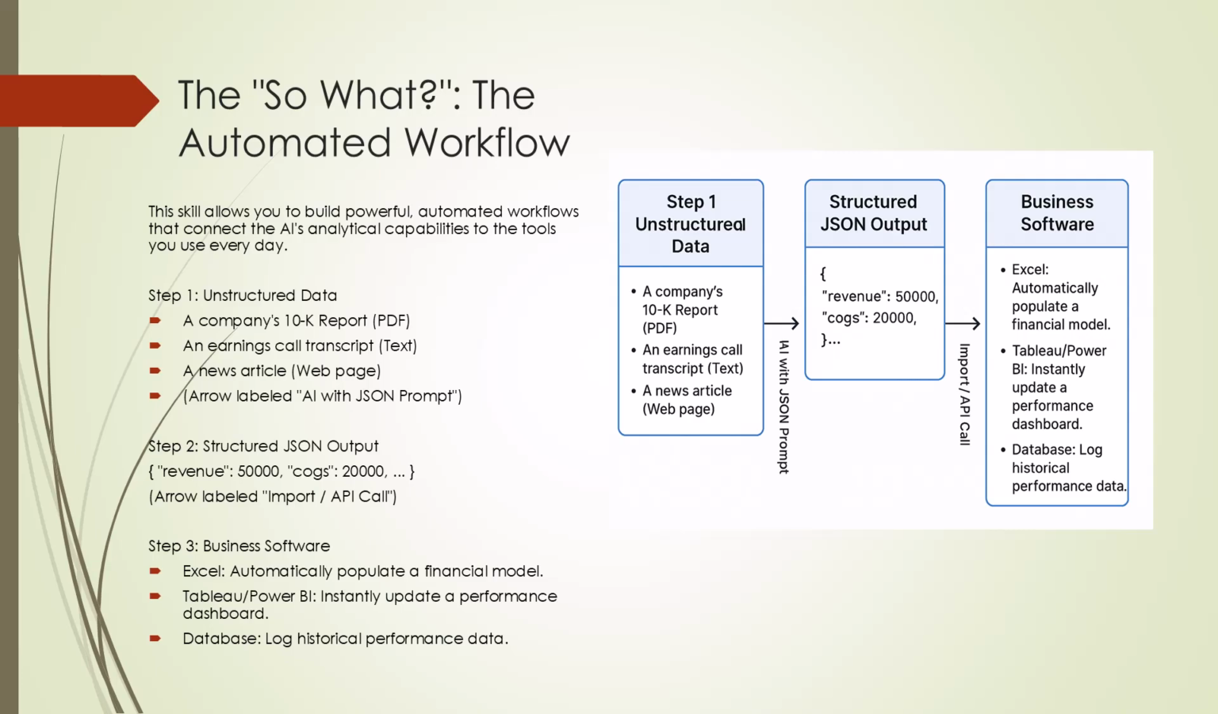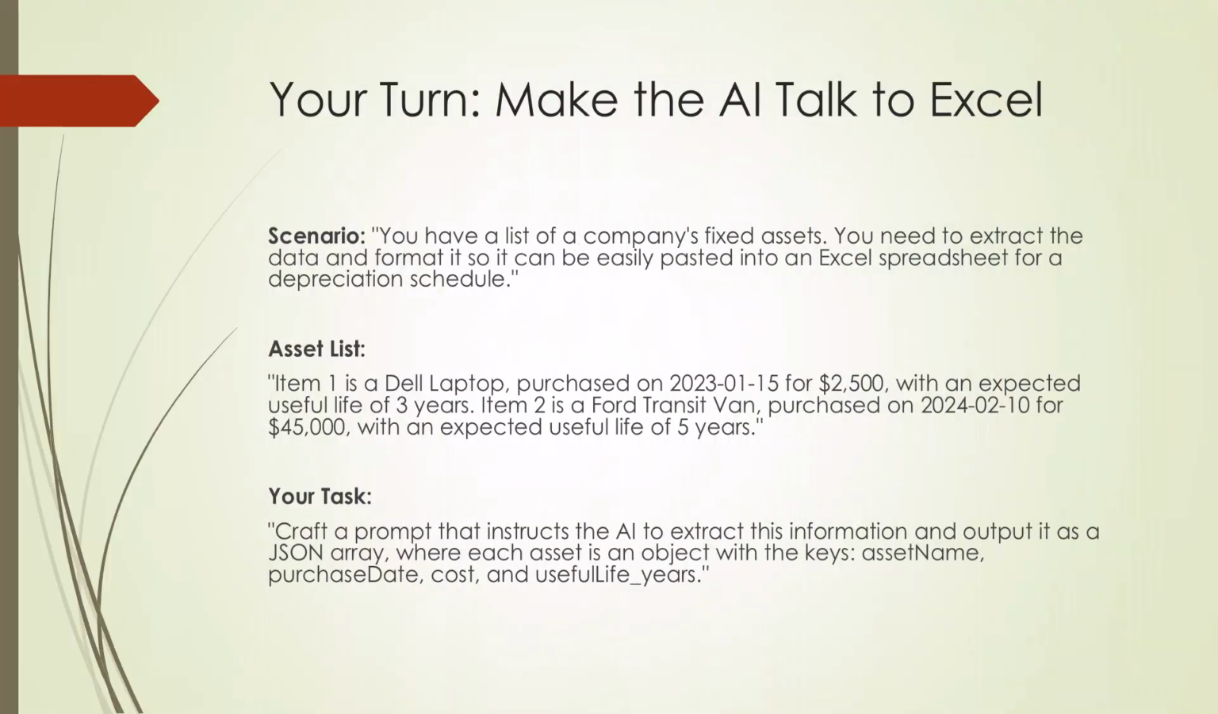This is how you bridge the automation gap. Now it's your turn to practice. Here is the scenario. You have a list of a company's fixed assets described in a simple paragraph. You need to extract this data and format it so it can be easily pasted into an Excel spreadsheet to create a depreciation schedule. The asset list is provided on the slide. Your task, working in your groups, is to craft a prompt that instructs the AI to extract this information and output it as a JSON array, where each asset is an object with the specific keys: asset name, purchase date, cost, and useful life in years.